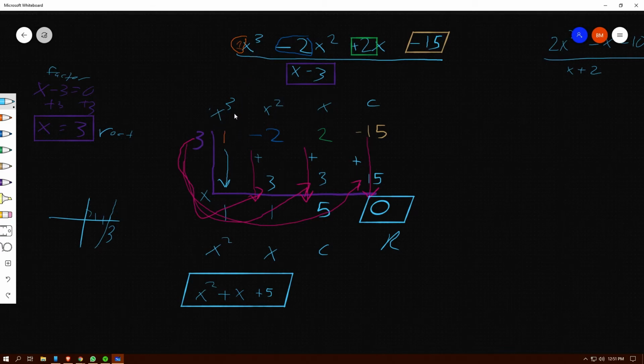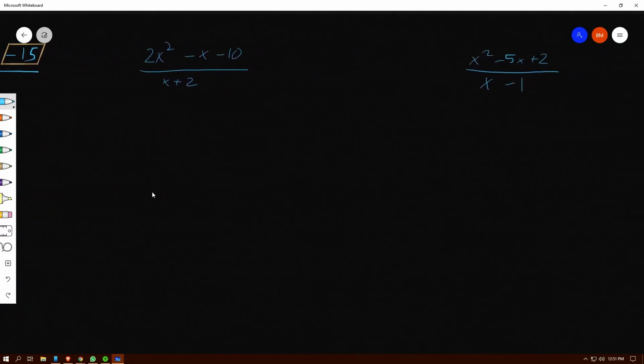So again, we had the positive 3 by taking the opposite of the x minus 3. And then we took all the coefficients and plugged them in, the 1, the negative 2, the 2, and the negative 15, and brought it all down. Now we're going to go ahead and set up this next problem.